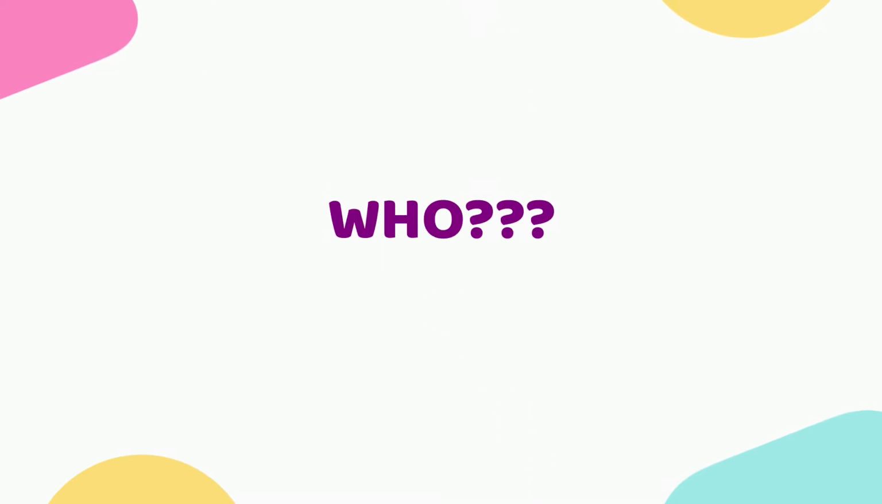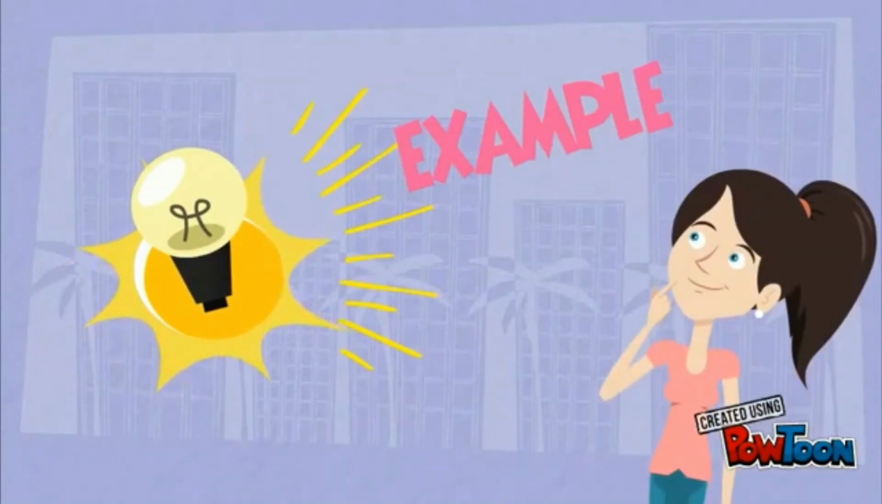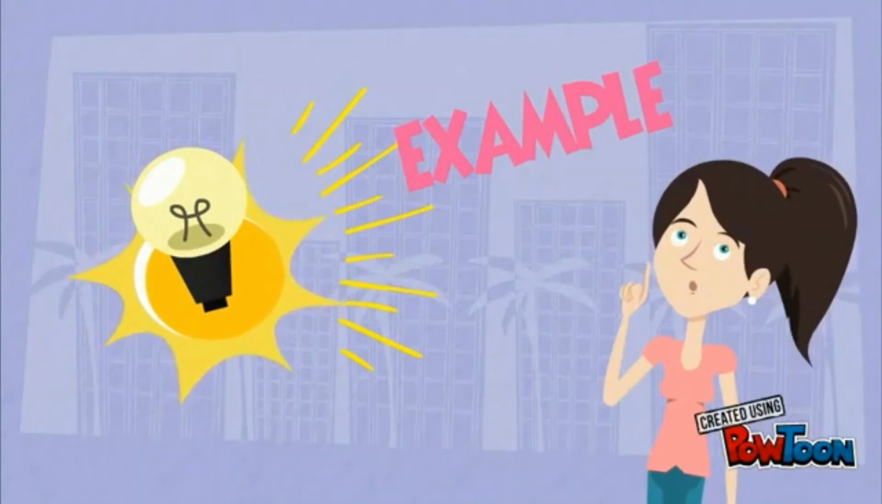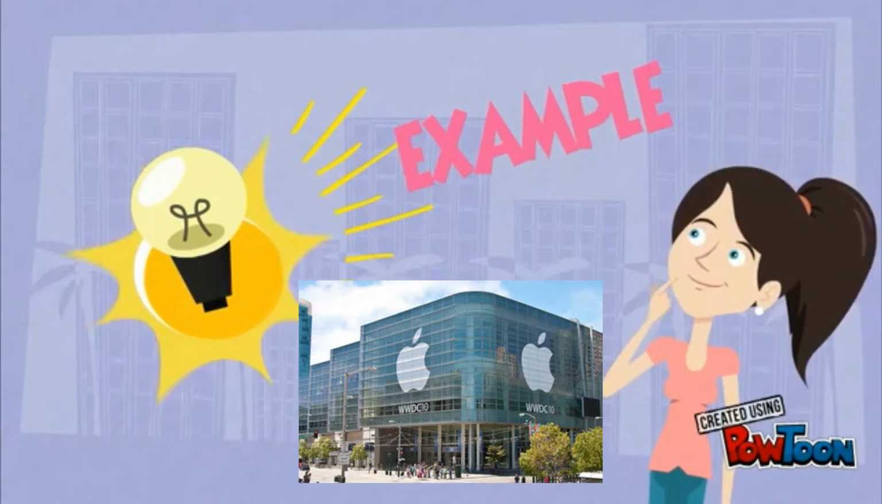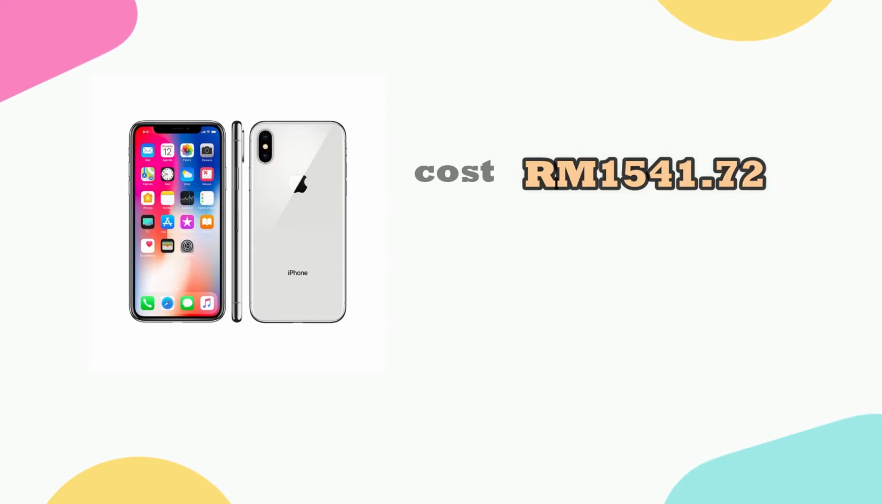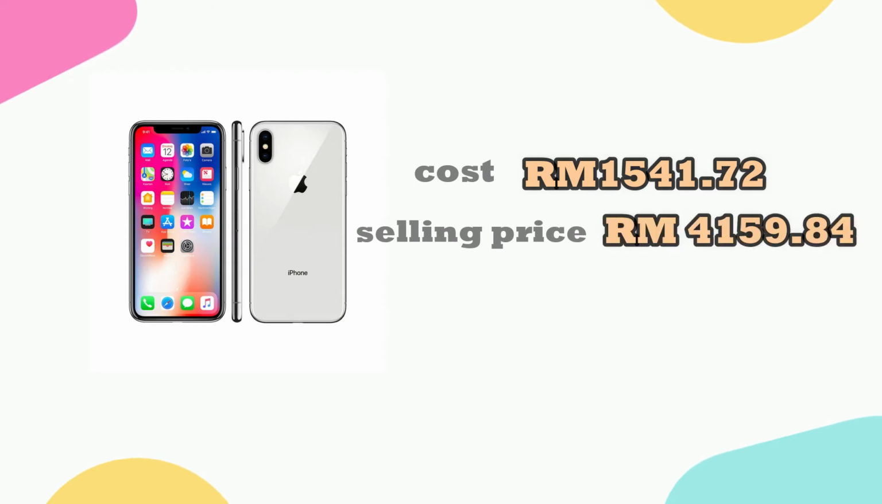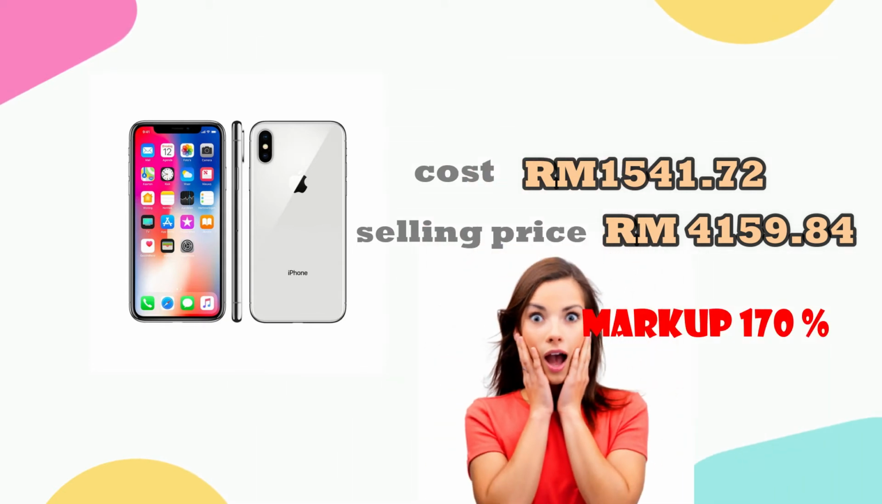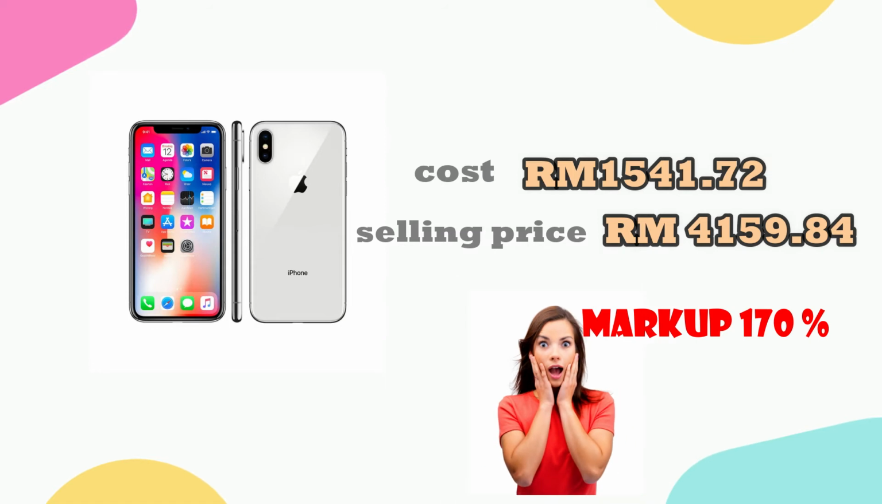Who chooses to employ this method in their company? Normally, smartphone companies use this type of method. For example, Apple Incorporation. Let's take a look at the example of the iPhone X. The total cost is 1,541 ringgit and 72 cents to produce a unit of iPhone X, but its final selling price is 4,159 ringgit and 84 cents. The price of the device is marked up by 170%, and this is how Apple makes its profit.